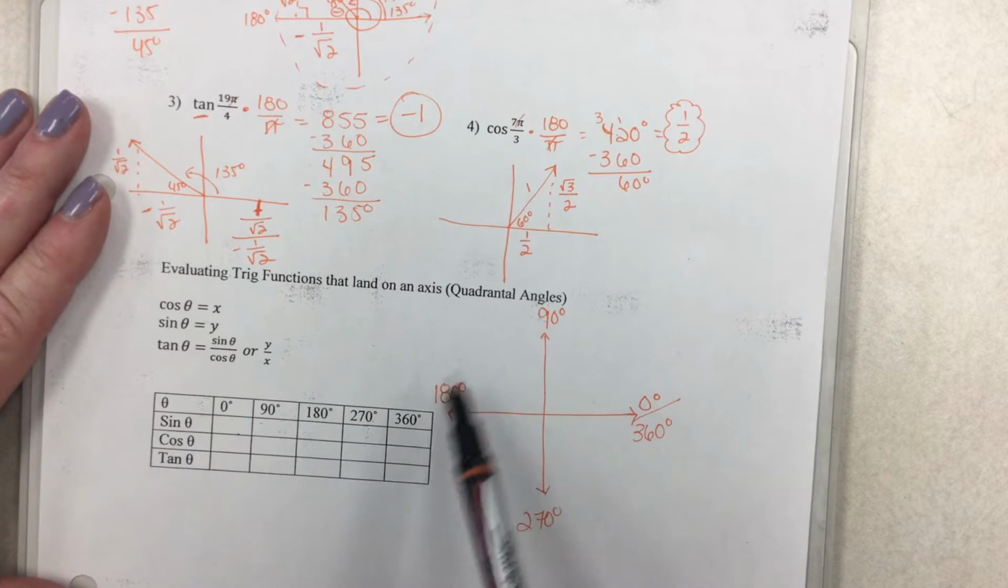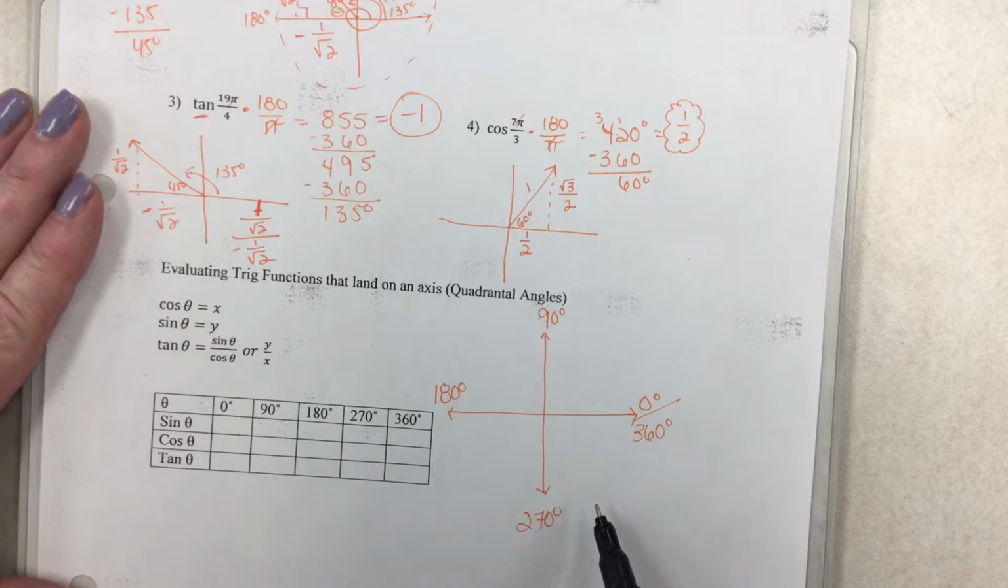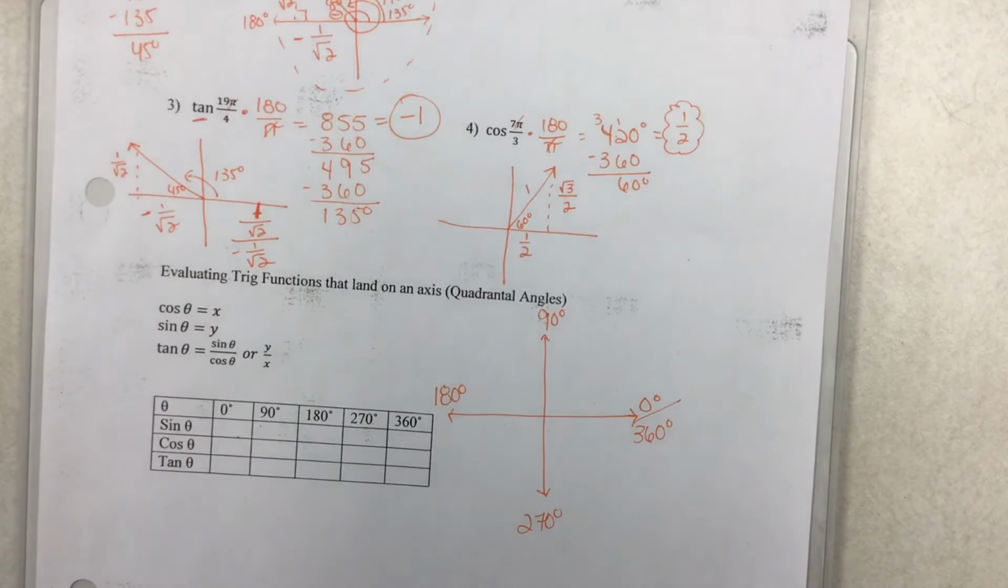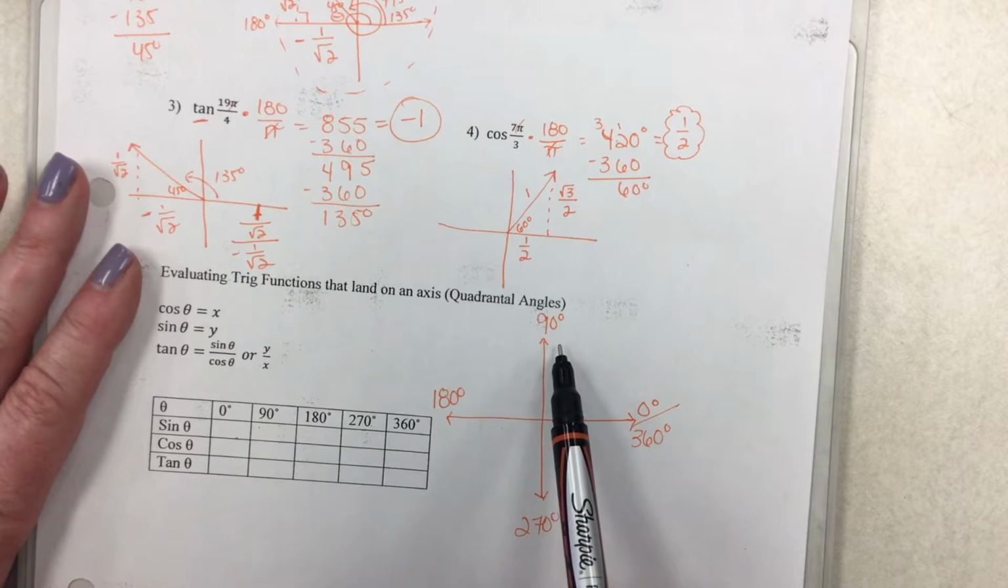Okay, so we all know those angle measurements. These angle measurements do not lie in a quadrant, because typically it will say, label your quadrants. Are you in quadrant 1? Are you in quadrant 3? Are you in quadrant 4? Well, what if the angle is 90?